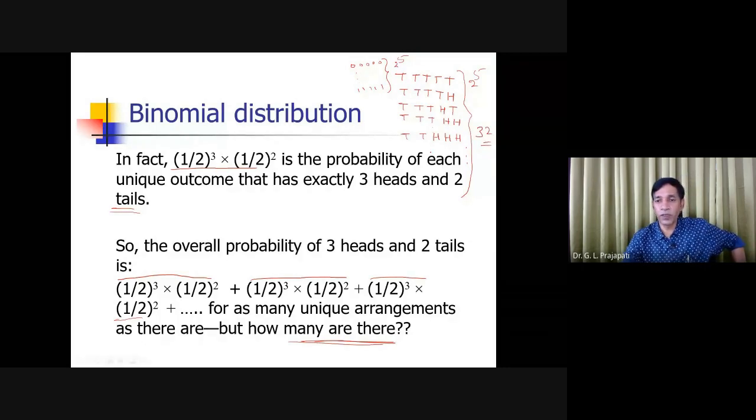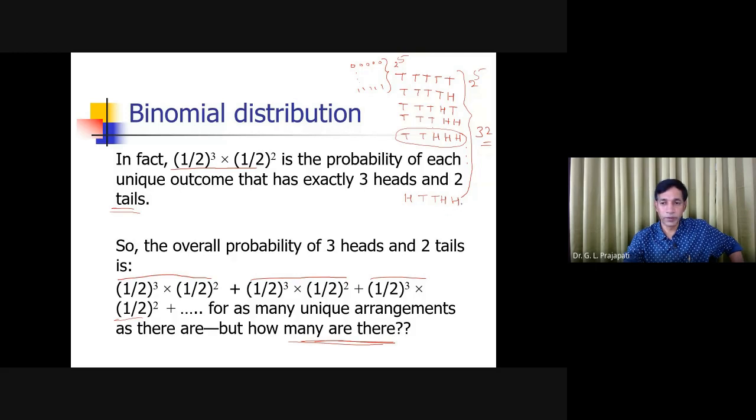And now you need to determine out of these 32, in how many combinations we have exactly 3 heads. This is one combination, we have the 3 heads. In another combination it may be possible like this, H, T, T, H. This can also be possible. So you have to determine the total combinations. So here you have to use the concept of combinations: out of the 5, you have to select 3. We are interested in the 3 heads.